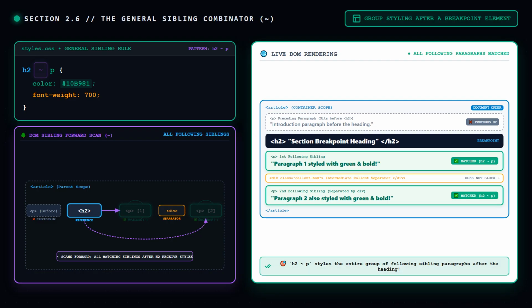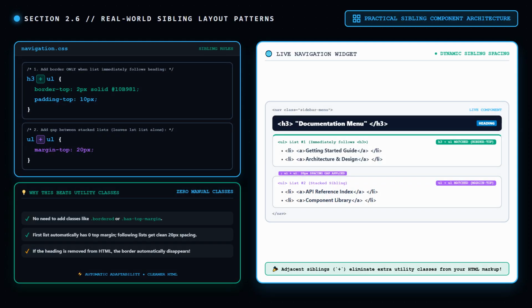This is useful for applying styles to a whole group of elements that follow a particular breakpoint, like all paragraphs after a heading inside an article, or all list items after a certain marker. These combinators shine in real layouts. Imagine a navigation heading followed by a list of links. You want a border above the list, but only if the list immediately follows the heading. H3 plus UL does exactly that without adding a class like bordered.